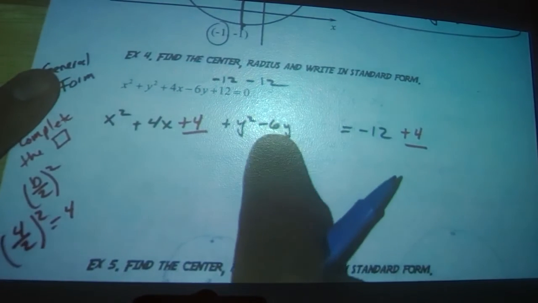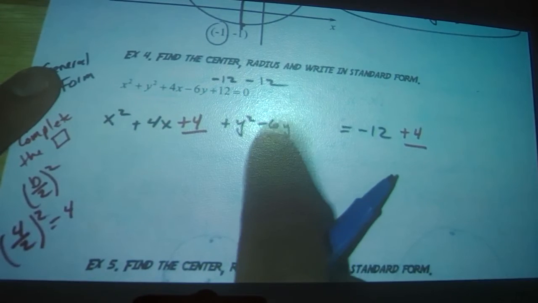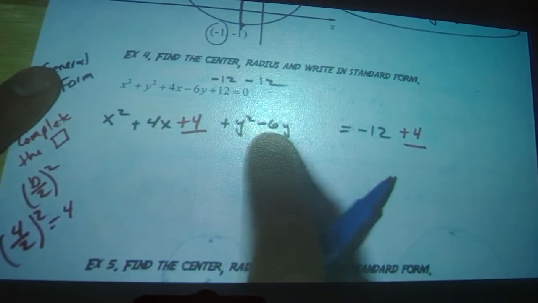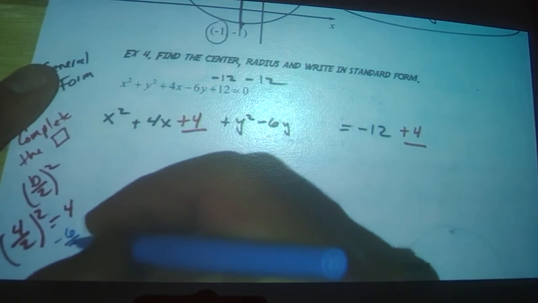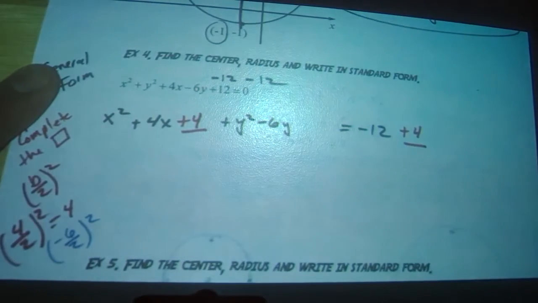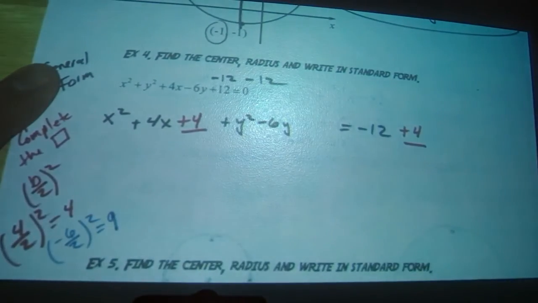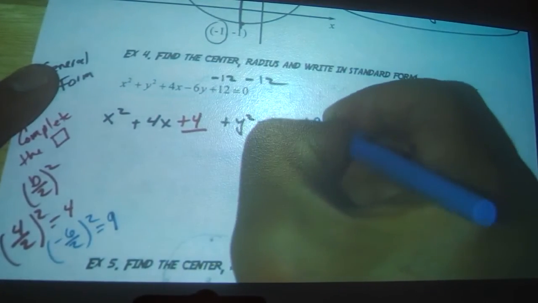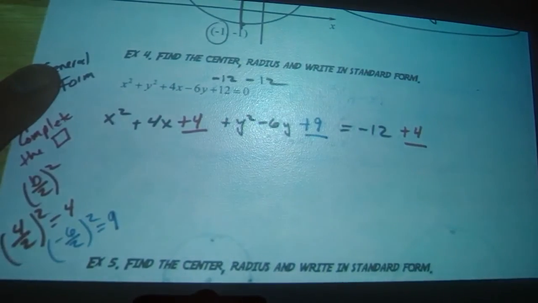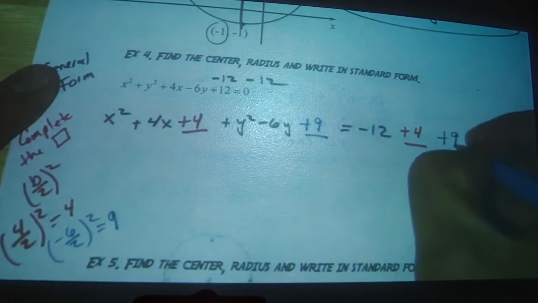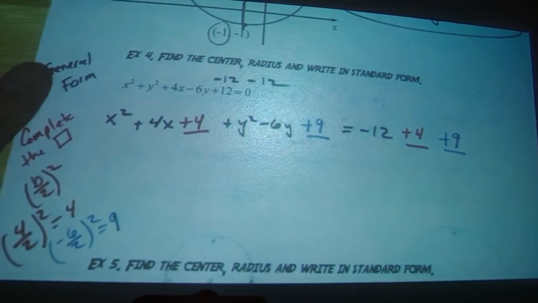You have to do it again for the y's. I take the b value, in this case negative 6, divide by 2 and square it. Negative 6 divided by 2 is negative 3, and negative 3 squared is 9. So I'm going to add 9 over here. It is no longer equal, so I have to add it over here. Now it's equal.